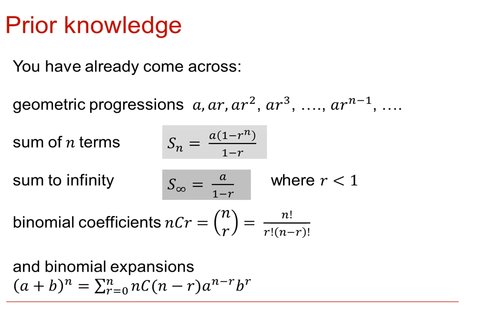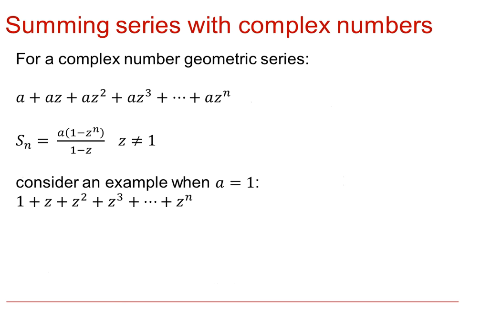We've already met binomial coefficients nCr and binomial expansions (a plus b) to the power n. We can also write geometric series for complex numbers, and here we will use z as the ratio, being a complex number. The sum for n terms will be a(1 minus z to the n) over 1 minus z, as long as z is not equal to 1. Let's consider an example when a happens to be 1. Here we can see that the ratio is simply z.